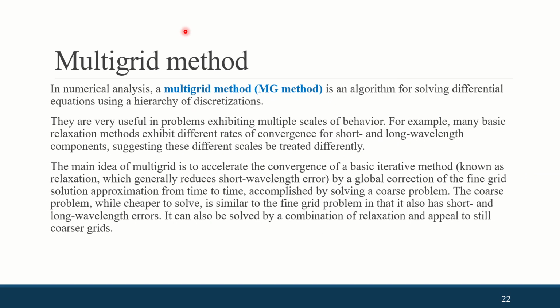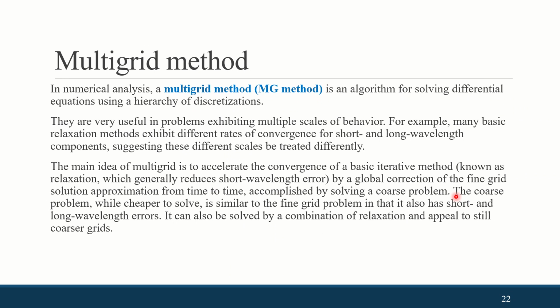The main idea of multigrid method is to accelerate the convergence of a basic iterative method known as relaxation, which generally reduces short wavelength error. This is done by a global correction of the fine grid solution approximation from time to time, accomplished by solving a coarser problem.